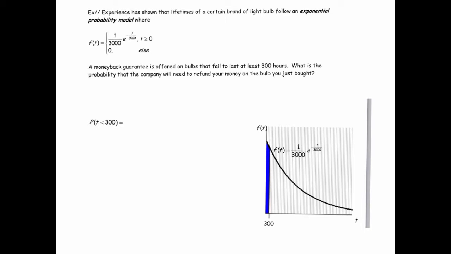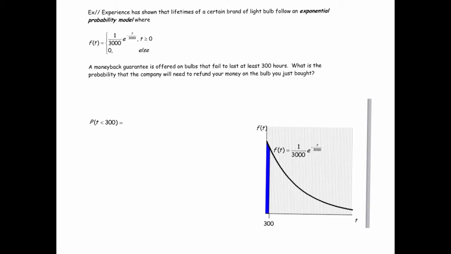So here we're told that experience has shown that the lifetime of a certain brand of light bulb follows an exponential probability model given below. Notice the function is piecewise. It's 1 over 3,000 e to the negative t over 3,000, as long as t is bigger than or equal to 0, and then it's 0 everywhere else.